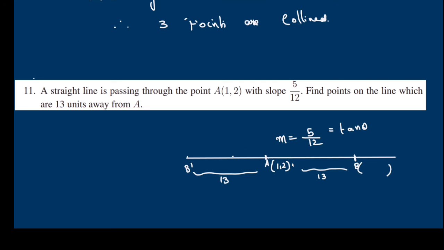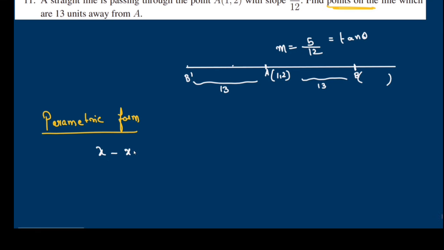The point is 13 units away. What is the condition given? Two things are given: the line is passing through A (1, 2), and the line slope is also given. Now whenever they ask you to find the points on the line, use the parametric form: (x minus x1) by cos theta equals (y minus y1) by sin theta equals r. This is your parametric form. The point is (1, 2). Now tan theta is given. We can easily find sin theta.